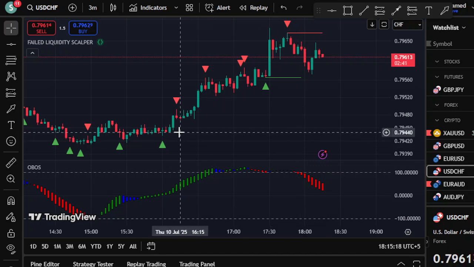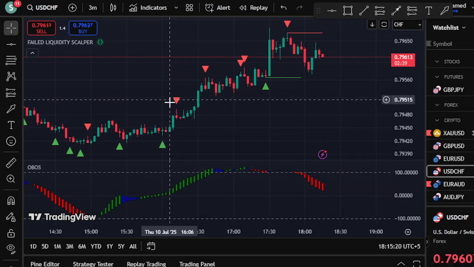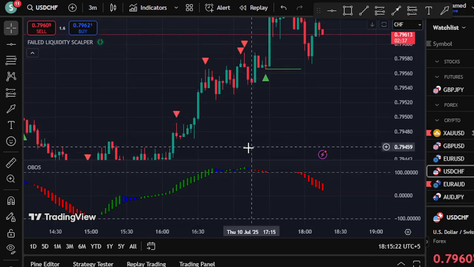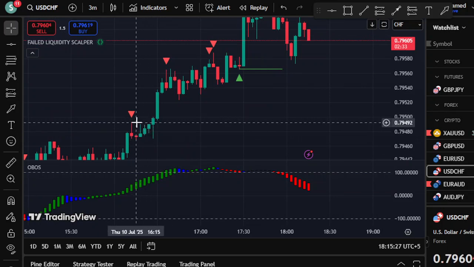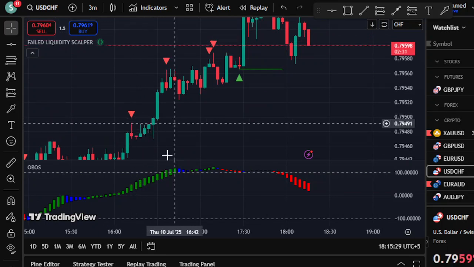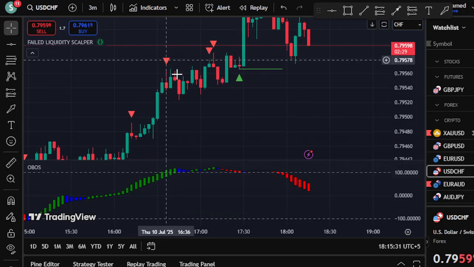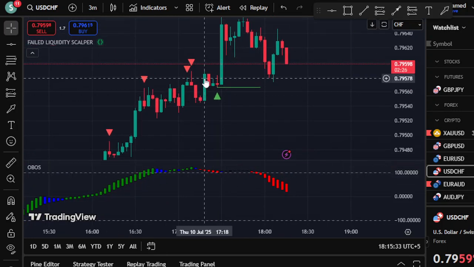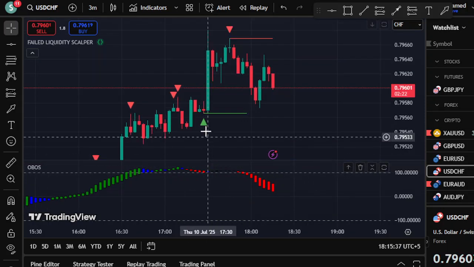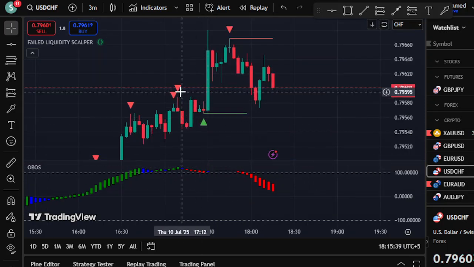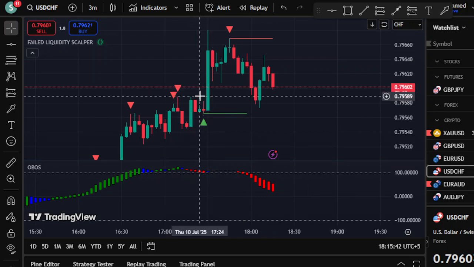Okay, now just look at this one. There is a failed liquidity setup from the indicator on USD CHF. The next candle was pumping up, and this candle breaks the high of the signal candle. Look at this, OBOS was also green. You can see the pump up. Next, again the same thing happened, and this time OBOS was red, but still, as per our confirmation, we will do high lot trading with that.